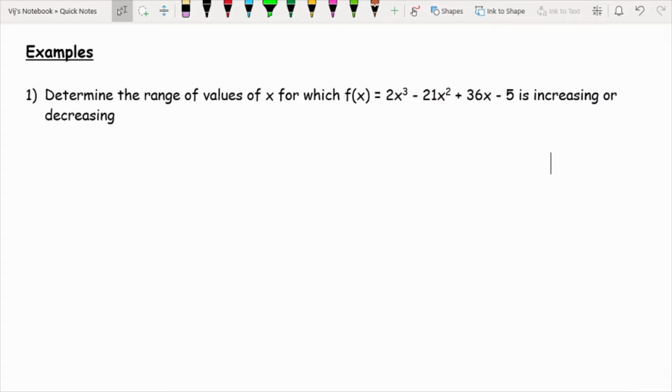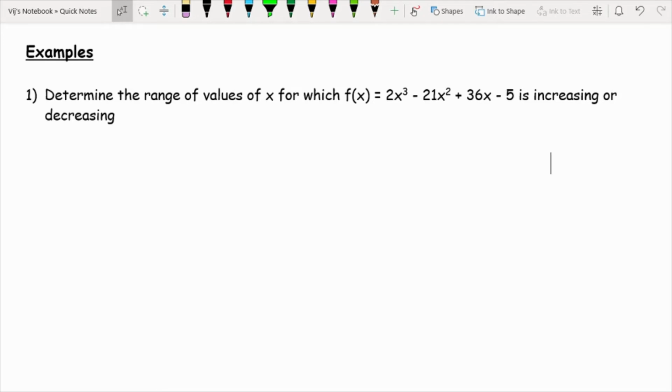So let's have a look at a few examples of finding the ranges of where the graph is increasing or decreasing. In this particular example, we've been asked to determine the ranges of values of x for which f of x equals 2x cubed minus 21x squared plus 36x minus 5 is increasing or decreasing.